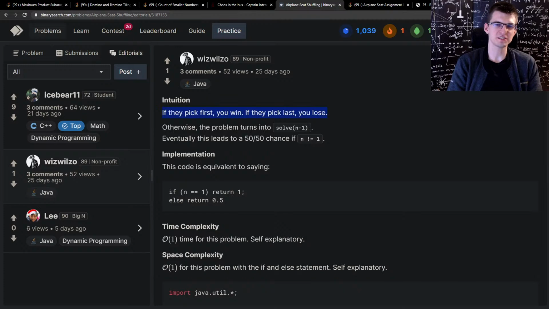Well, actually, this is also the same thing. If they pick first, you win. If they pick last, you lose. Otherwise, the problem turns into solve of n-1. I don't agree with that. It turns into a random out of n-1 or n-2 or up to 2. So this is not true. This proof is not correct. It's close to being correct.